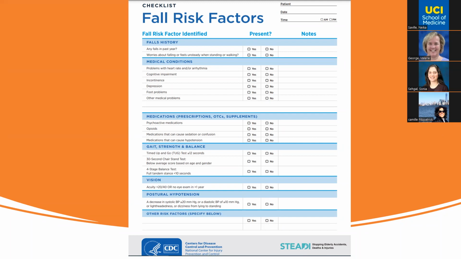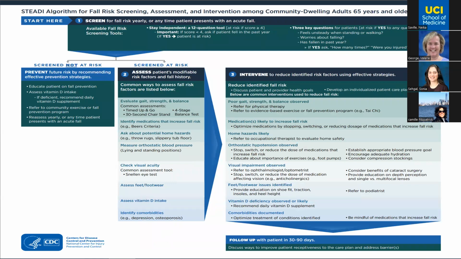And then this last one is an algorithm program. Sorry that the slide is so small. I couldn't make it any bigger, but this goes through the risk assessment, and then it tells you, yes, you need to screen, they're at risk or not at risk, and then how to intervene. So it's a very detailed tool. And then you can go from there.